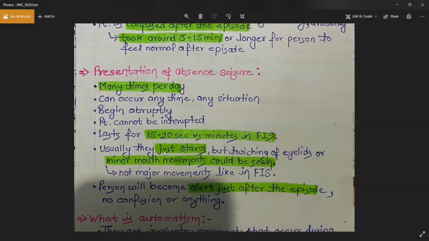Okay, usually the patient just stares without doing anything, but sometimes minor movements can be seen, just like your automatism, but these movements are generally limited to lip smacking or eyelid twitching only. No other complex movements like tasting, crying, talking, walking, cycling. These movements won't be seen, right? Just minor movement like lip smacking or eyelid twitching will be seen. The patient will become very much alert as soon as the episode is over. So the total time when the patient gets an absence seizure will be only 20 seconds, while in case of a partial complex seizure, it would be around 20 minutes. So these are the differences between the two types of seizures.